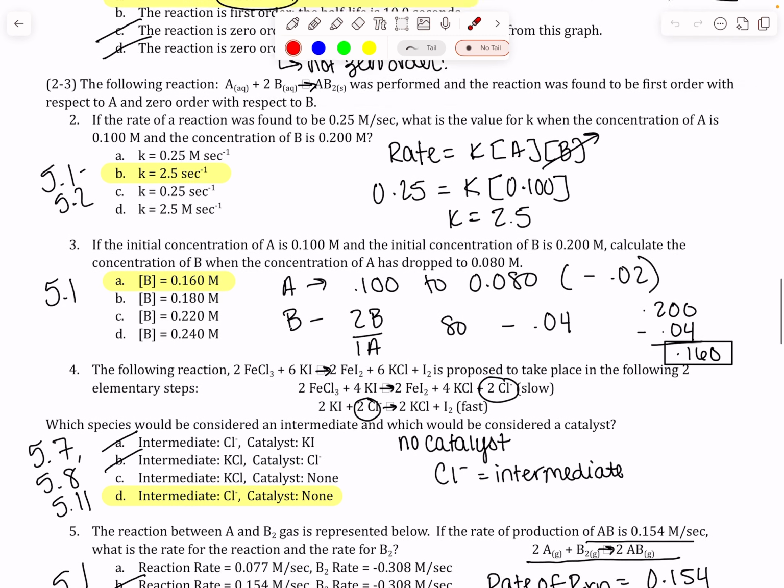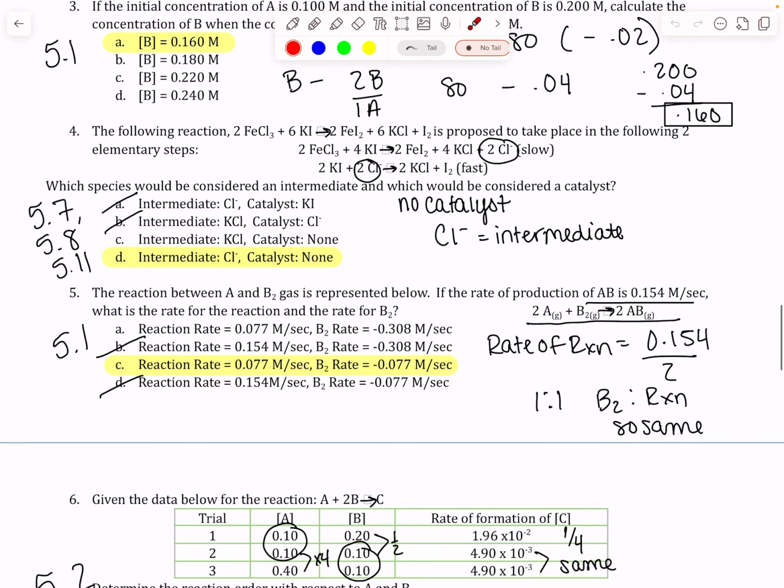All right, number 4 says the following reaction is proposed to take place in 2 elementary steps. We have our slow step first, we have our fast step second. It says which species would be considered an intermediate and which one would be considered a catalyst. So this is a very first pass, you know how to identify this. This concept is found in all of these lessons right here. It's just a constant kind of intertwined throughout the kinetics unit.